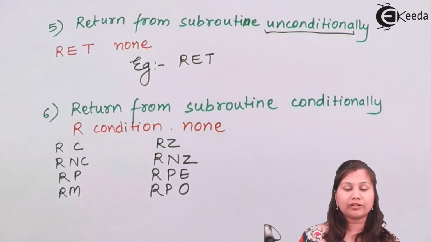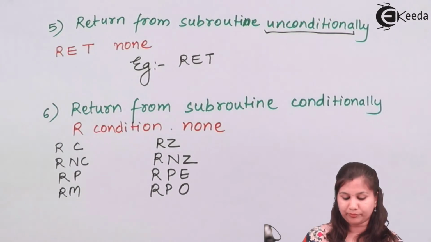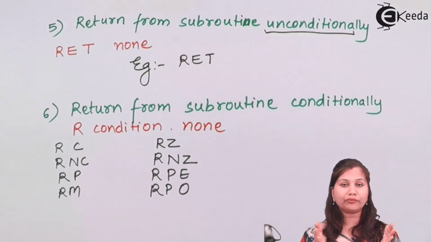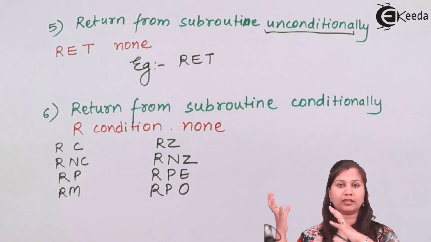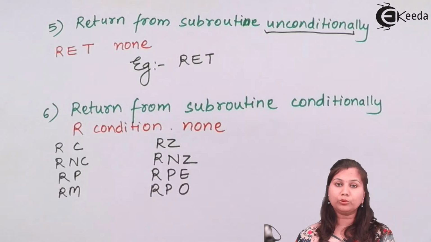Again, it is getting the address of the next instruction from the stack. It is going to pop the contents of the stack and it will get the complete 16-bit address of the next instruction, from where it has to resume the execution of the main program. So these were the branching instructions which are breaking the sequence of the main program and transferring control to some other memory location where the subprogram or the subroutine is written. And this jumping or branching of the program can be conditional or unconditional.